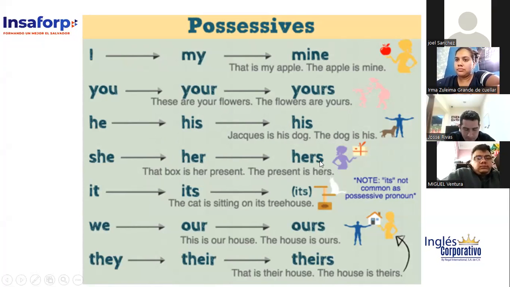She and her and hers. Le ponemos una S. That box is her present. Esa caja es su regalo. The present is hers. El regalo es de ella. It and its. The cat is sitting on its treehouse. El gato está sentado en su casa de árbol, ¿verdad? It's not common as possessive pronoun. Okay, it's. We, our, and ours. This is our house. The house is ours. They, their, and theirs. That is their house. The house is theirs. Esa es su casa. La casa es de ellos.